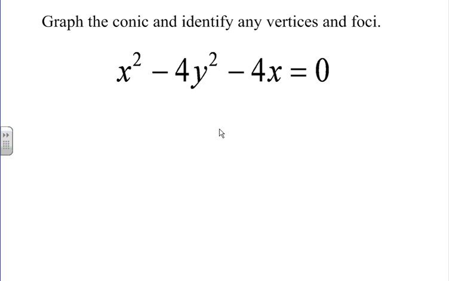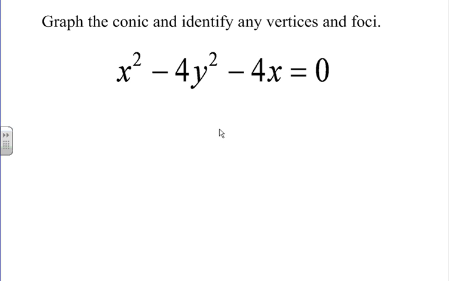Alright, we're going to find the graph. We're going to graph this conic and identify any vertices and foci of it. Like the other problems, when you're first looking at a conic section given in implicit form, you need to identify what type it is. We have parabolas, ellipses, and hyperbolas. Those are the basic common ones. And also you have circles.